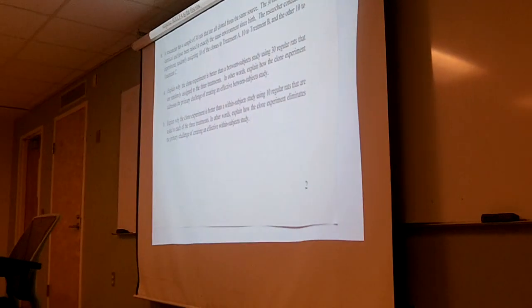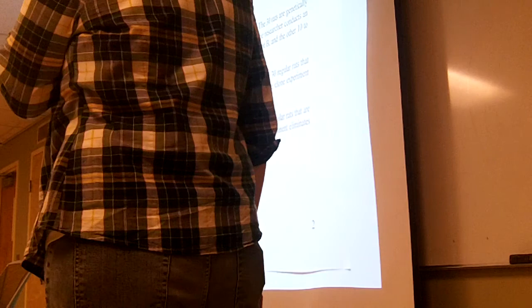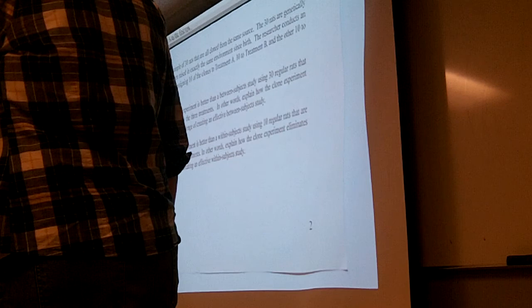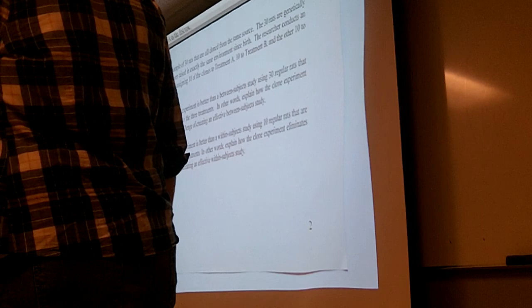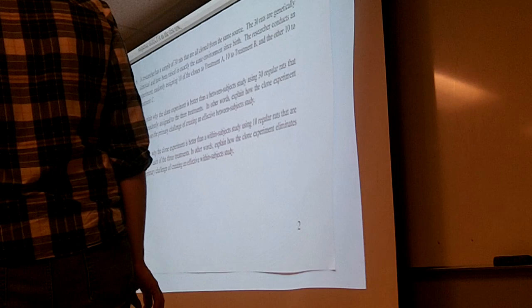Okay, number six. So six says, a researcher has a sample of 30 rats that are all cloned from the same source. The 30 rats are genetically identical and have been raised in exactly the same environment since birth. The researcher conducts an experiment randomly assigning 10 of the clones to treatment A, 10 to treatment B, and the other 10 to treatment C. All right, so we understand what's happening here.